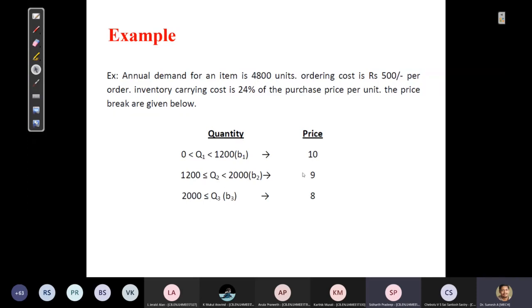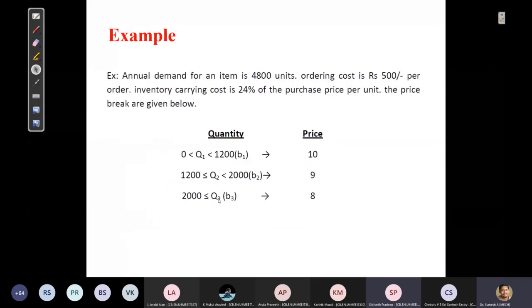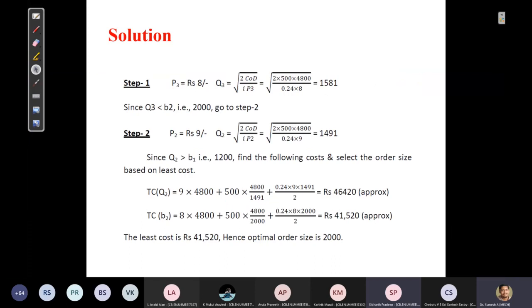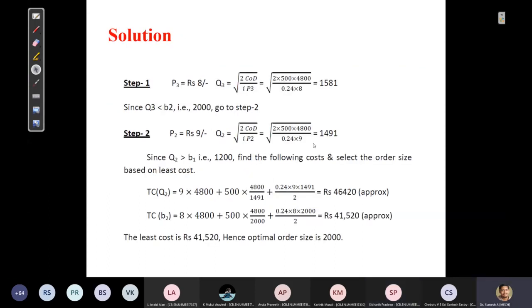1581? No, it is greater than 2000, so it does not fall under the criterion. Okay, so I have gone for the next step. For 9 rupees, I have calculated, and the EOQ I am getting is 1491. So what is the status? Does it fall under the line 1200 to 2000? Yes, it is falling under the line.